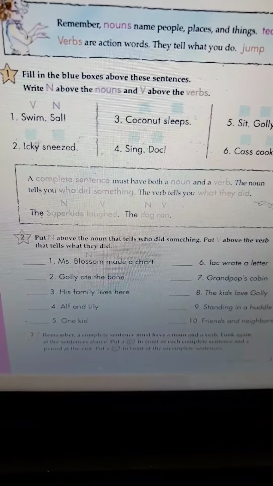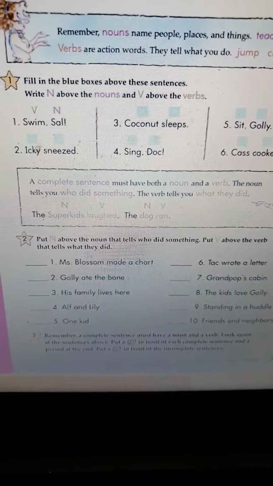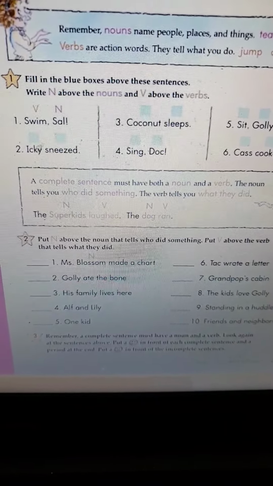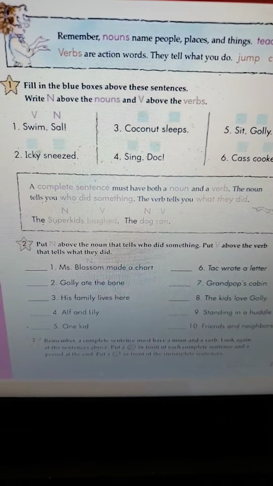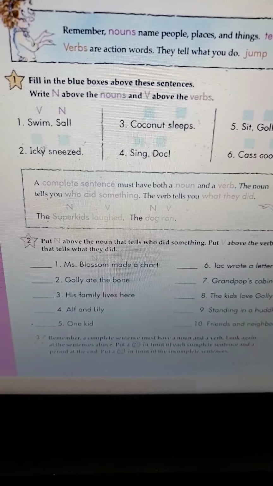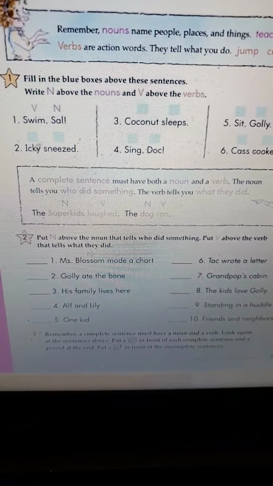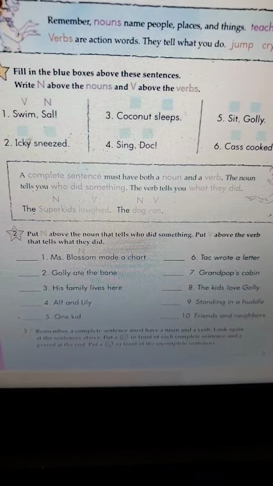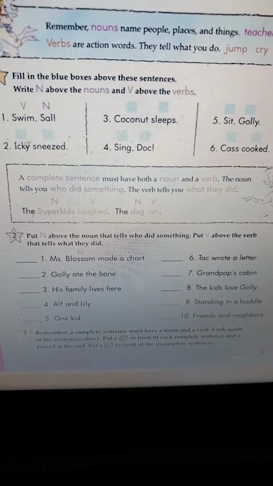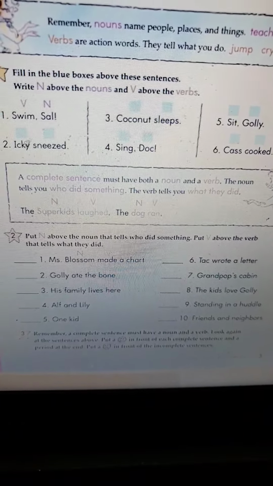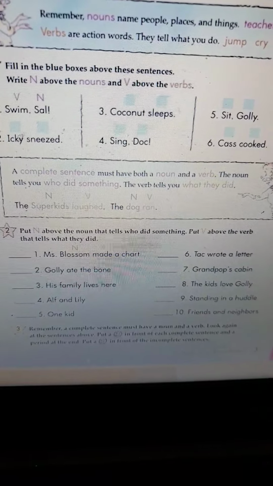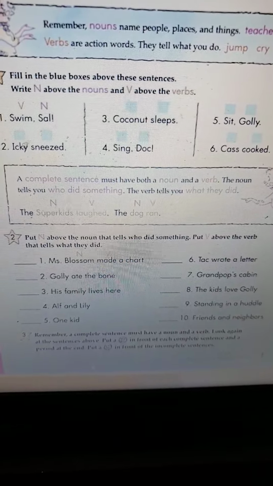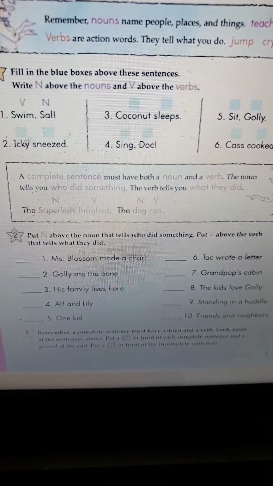A complete sentence must have both a noun and a verb. That's very important because in order for it to be a sentence, it has to have a noun and a verb. You can't say the dog. The dog is not a sentence because the dog's not doing anything. If you say the dog fetches his bone, that's something he's doing. So you've got a noun and a verb. And now it's a sentence, okay? The noun tells you who did something and the verb tells you what they did. So if it doesn't have both of those things, it isn't considered a complete sentence.